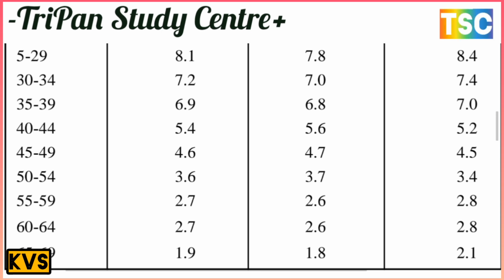And also 65 to 69. The age group's total population here is 1.9. The male is 1.8 and the female is 2.1. There is a most important point here.